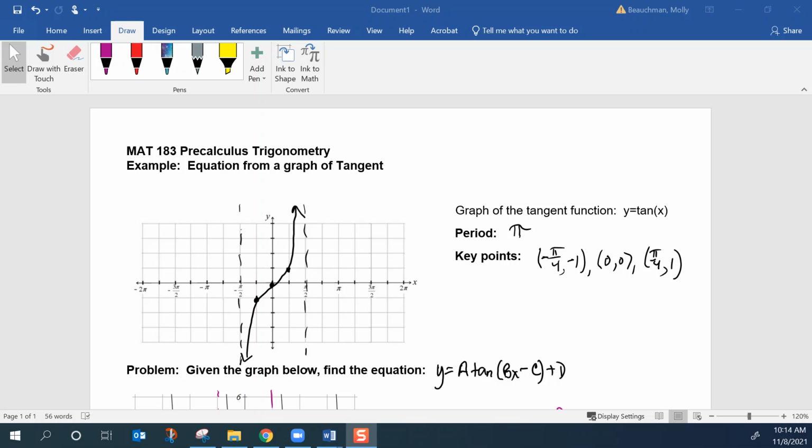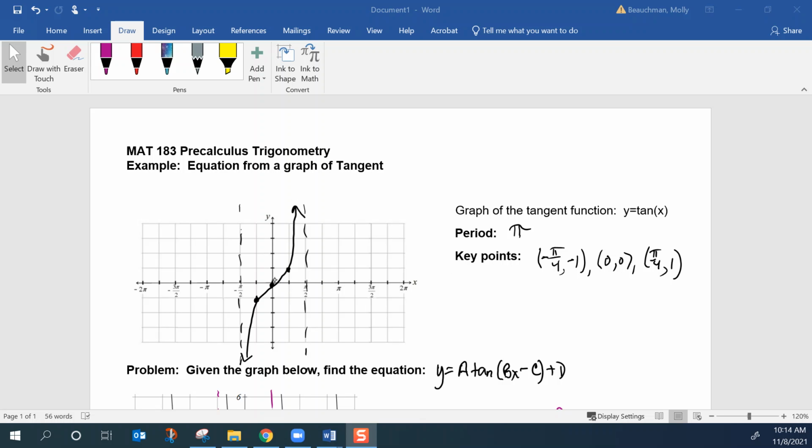In this video, we'll take a look and see how to find an equation from the graph of tangent function. So a reminder of what the tangent function looks like. It has vertical asymptotes at negative pi over 2 and pi over 2. This is just one period of the tangent function.